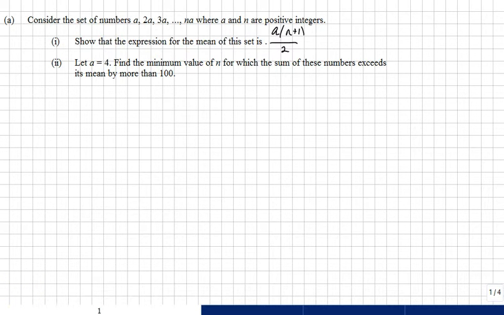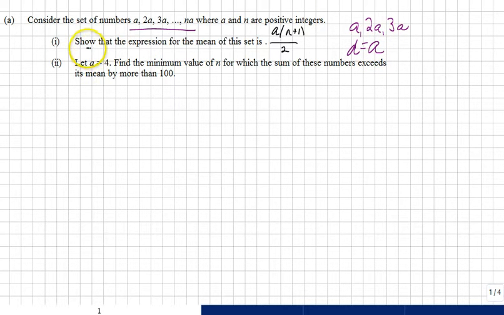Alright, this is problem number 3 in our review series of sequences and other related topics. So we're going to start off with given a set of numbers a, 2a, 3a, up to na, and hopefully you would recognize that as being arithmetic because it keeps going up by another a. So a, 2a, 3a, etc. The common difference d is equal to a.